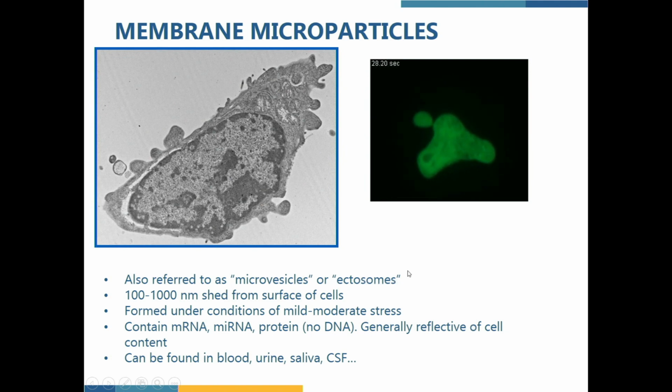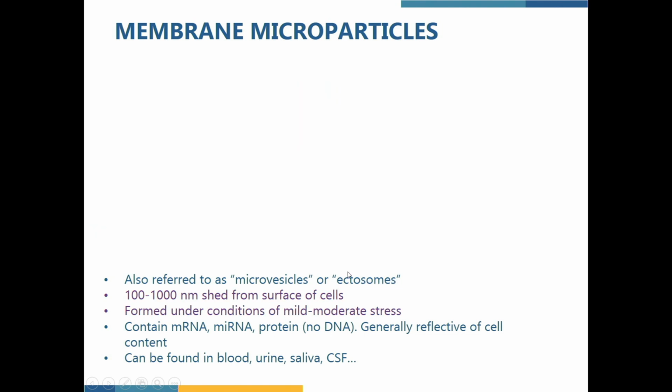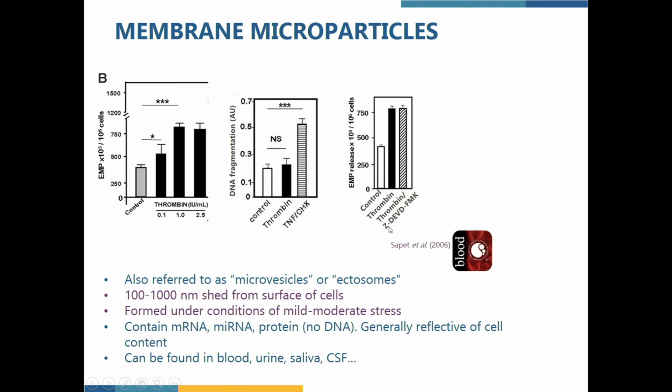So as I said, they're also referred to as microvesicles. Sometimes in bacterial literature in particular, you'll see the term ectosomes. These tend to be around 100 to 1,000 nanometers in size, and they're formed under conditions of mild to moderate cell stress. So you don't necessarily have to see apoptotic cell death.